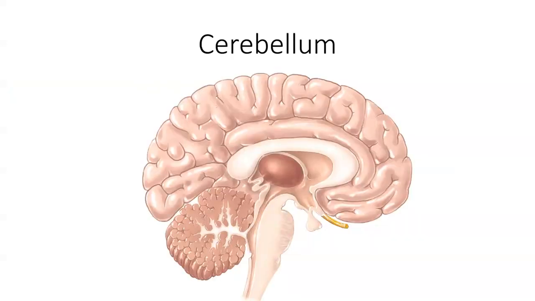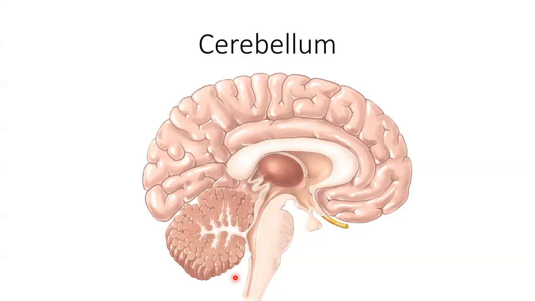And our last gross brain structure is the cerebellum. So the cerebellum is this structure here. Although the cerebellum accounts for only 10% of the brain's total volume, it contains 50% of the total number of neurons in the brain. So it kind of looks like the cerebrum, but much more highly folded and intricate.